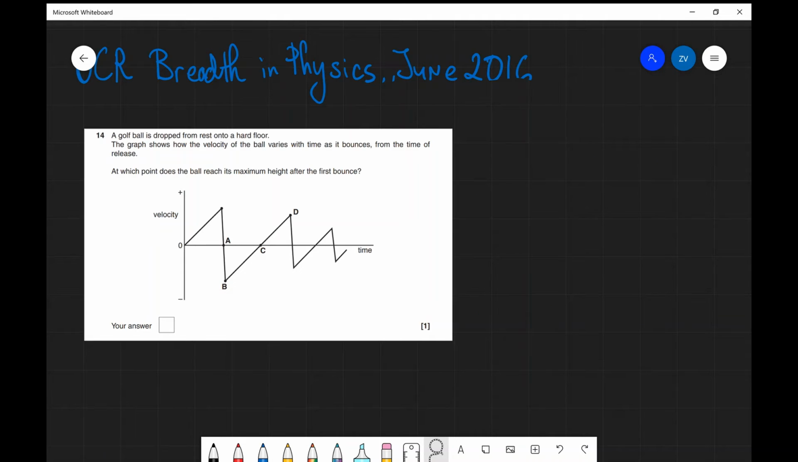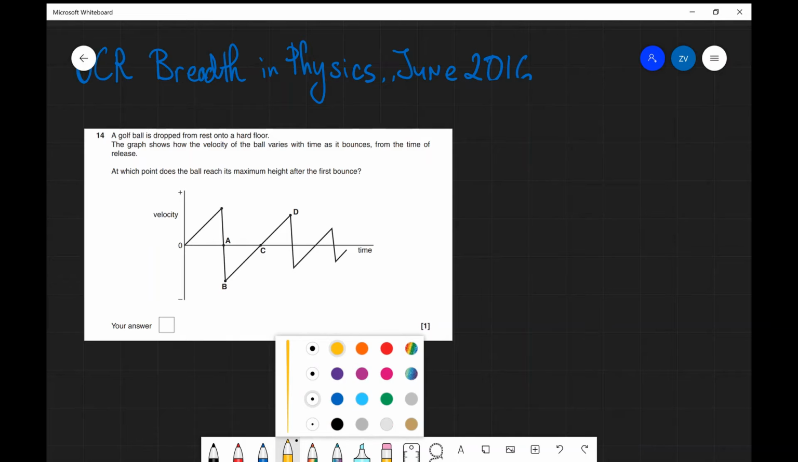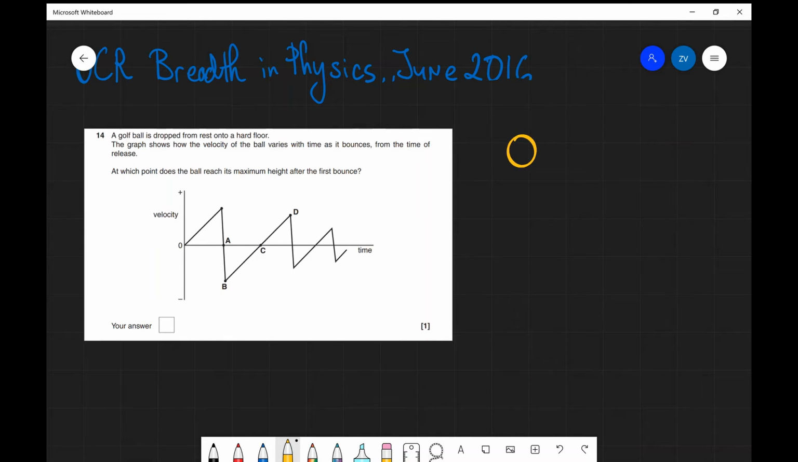So question 14: a golf ball is dropped from rest onto a hard floor. Well, let's draw this. So here's our ball over here, and we drop that downwards onto a hard floor, and let's say that the hard floor is here. Then the ball starts bouncing. From the time of release, at which point does the ball reach its maximum height after the first bounce?